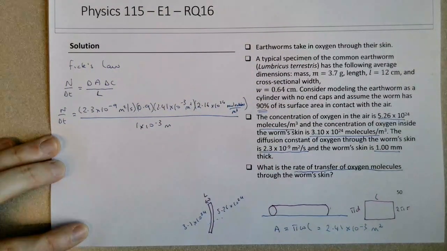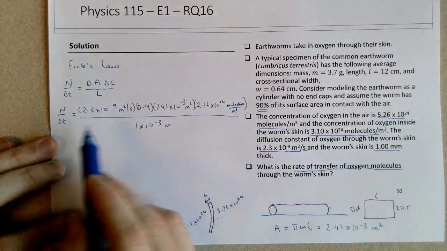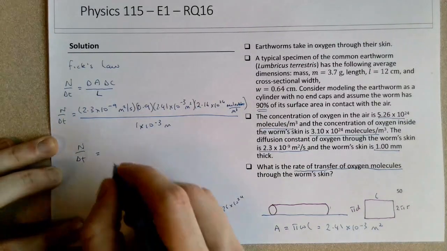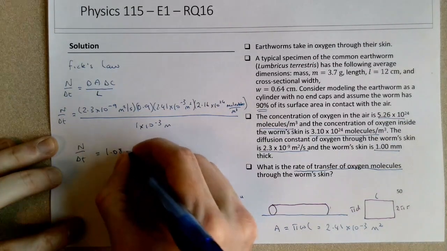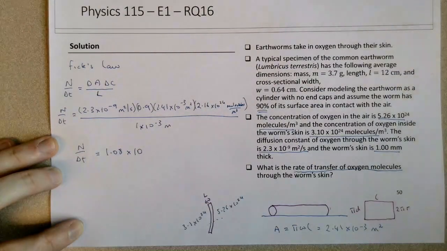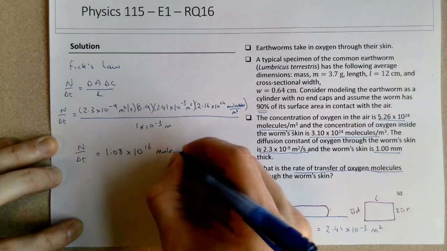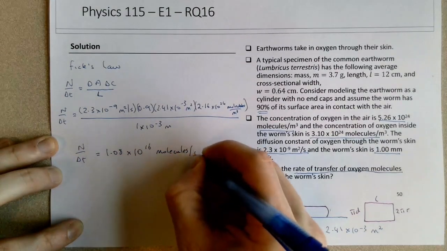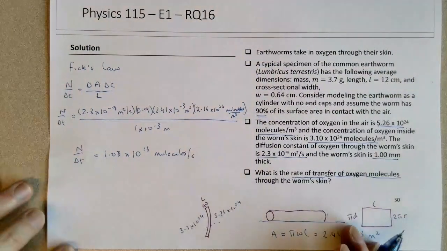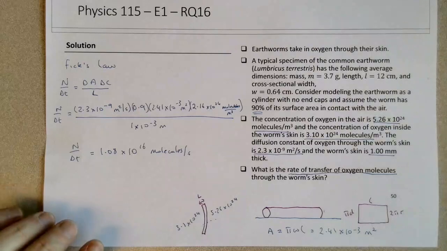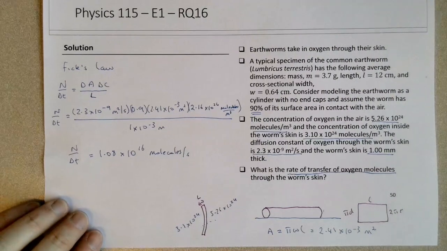So, if you get all your numbers correct, this should work out to be 1.08 by 10 to the 16, I believe. Just double check. 10 to the 16 molecules per second. Oxygen is a diatomic molecule, O2. So let's zoom in here on those numbers so you can see them a little clearer.